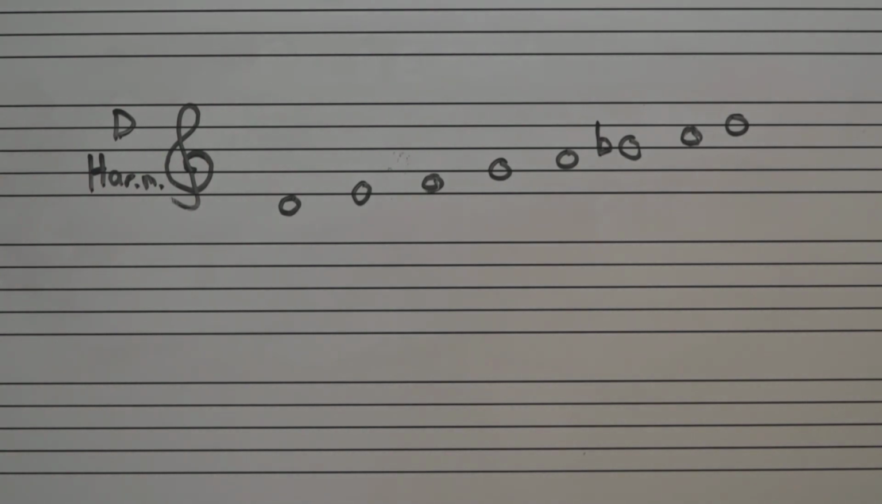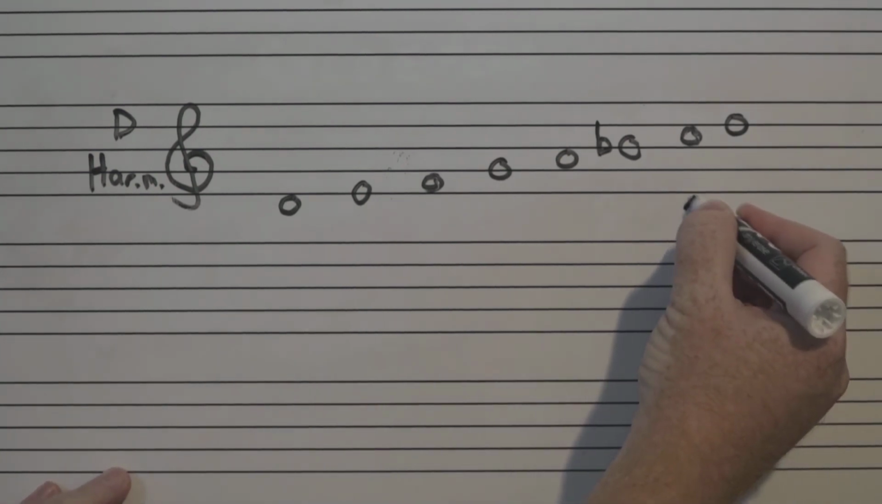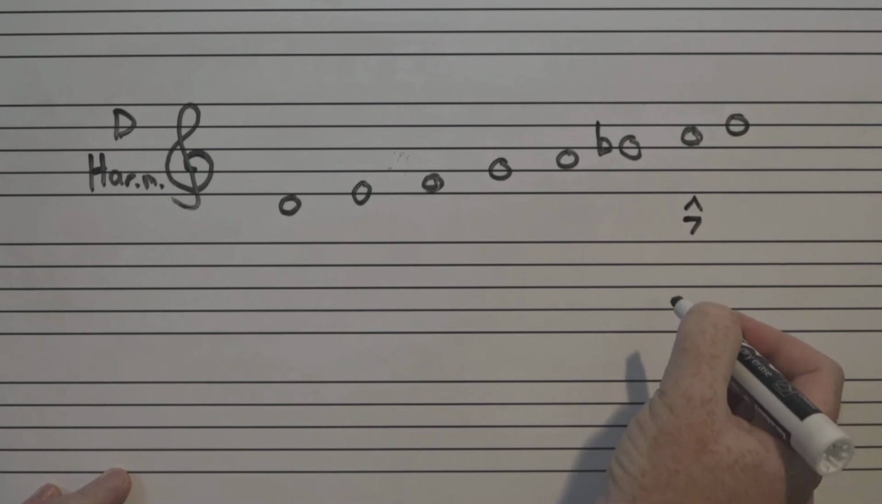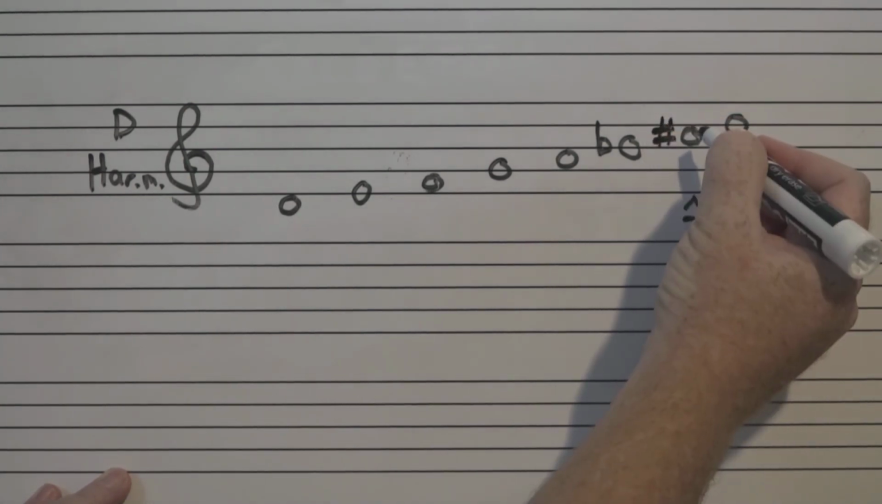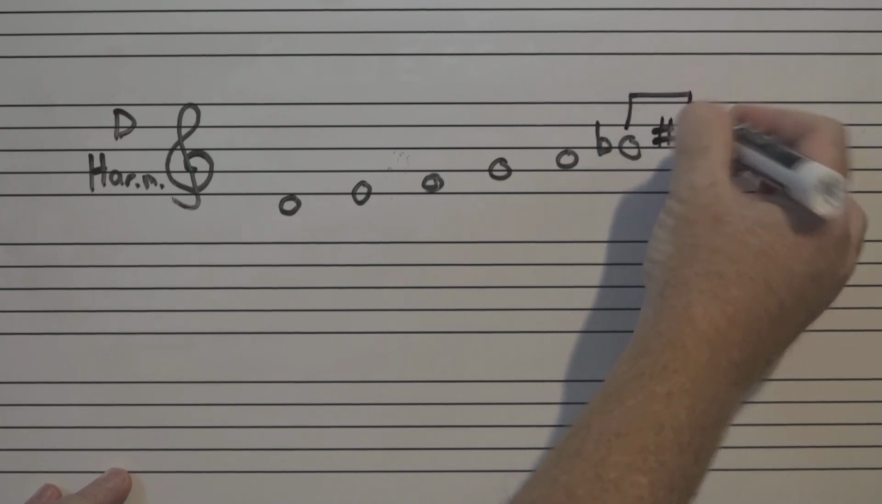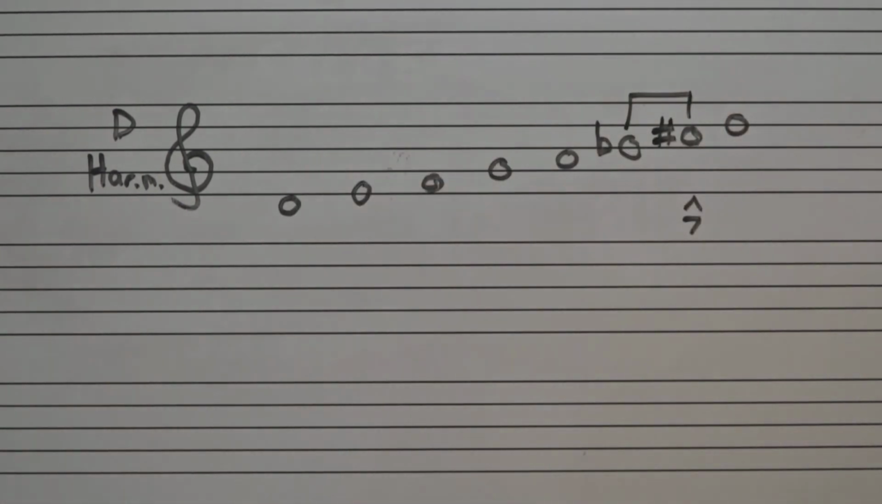And now one more step in the progression to get to D harmonic minor. It's that scale degree 7, and we raise that again, making that 3 half step jump from B flat to C sharp. So D harmonic minor is actually a scale that has both a flat and a sharp. And that's how we create harmonic minor scales.